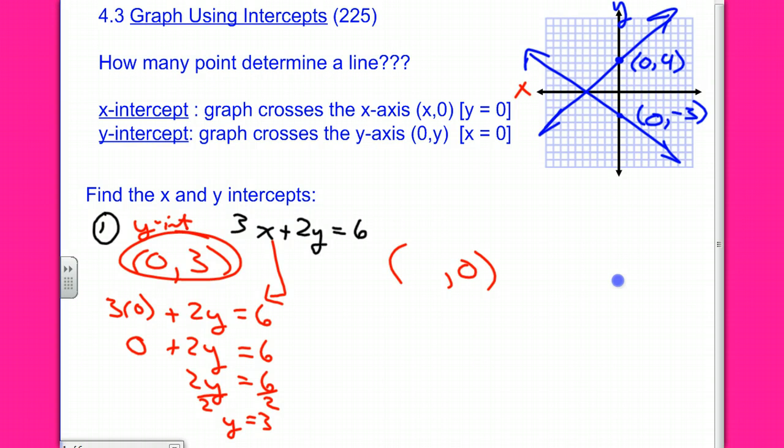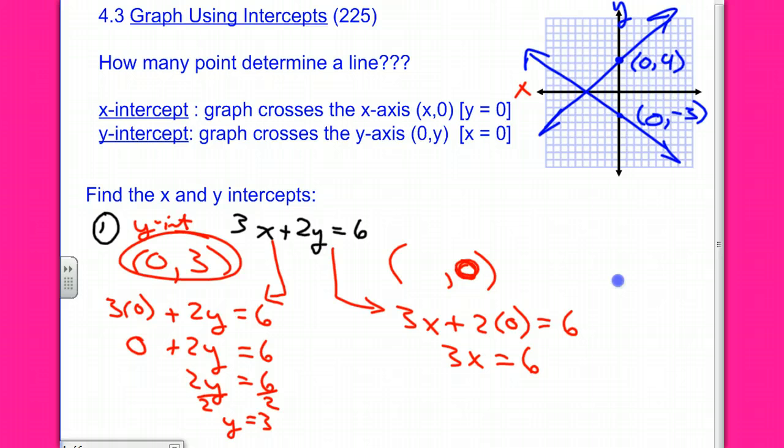To find the x-intercept, we're just going to substitute 0 for y this time, right? Who's already done that? Wow, good job. About 10 people have already done that. So we substitute 0 instead of y, right? So 3x equals 6. And so x equals 2. And we can put it right there, and there is your x-intercept.